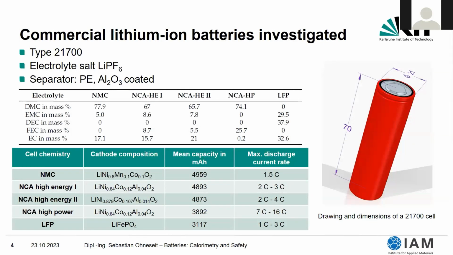The first one is an NMC cell with about 5 ampere hours of capacity. The second one is an NCA high energy cell with also nearly 5 ampere hours of capacity. The second NCA high energy cell is very similar, but it comes from a different manufacturer, and it helps to sort out which is the difference of the chemistry and which is the difference of the manufacturer. Then there's one NCA high power cell. This one has a lower capacity of 4 ampere hours, but allows discharge currents of up to 16 C. And the last one in the test is an LFP cell, the one with the highest capacity I was able to get, with an average of 3 ampere hours of capacity and a maximum discharge rate of 3 C.